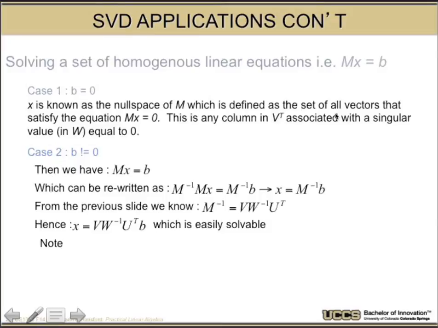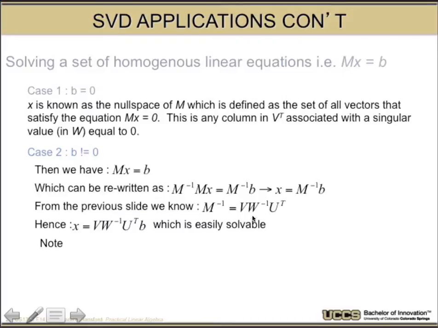So now let's look at solving a set of equations with that. If I have capital Mx equals b, I really have two cases. If b is equal to 0, the right-hand side is 0, then x is known as the null space, which we've already talked about. And now we have to find a way to solve that. Well, it turns out if I have the SVD decomposition, any column in VT associated with a singular value in W that is 0 gives us the elements of the null space. In fact, the total null space is the set of all vectors in VT associated with singular values in W. So we already directly get the null space.